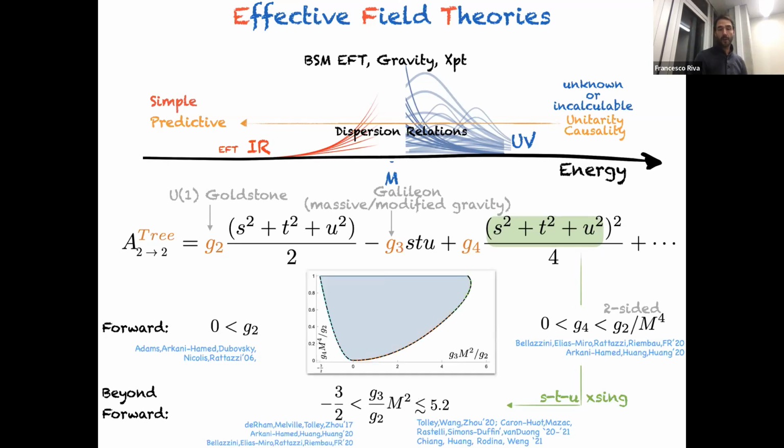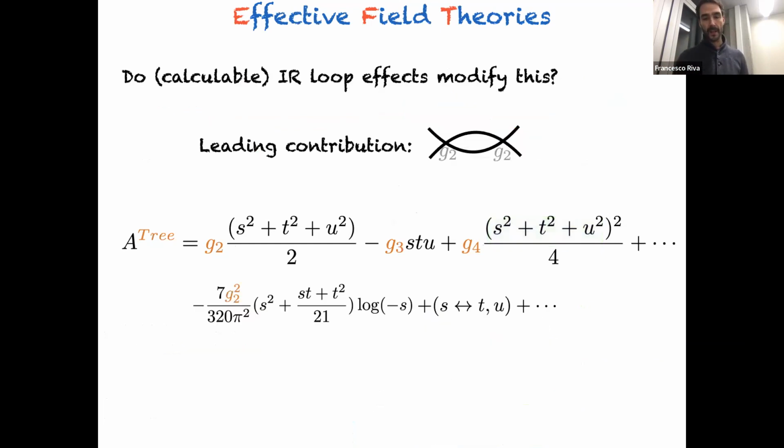Okay, so when we put all these bounds on just these three coefficients together, they nicely appear in this two-dimensional plane where G4 is the coefficient here, G3 is this one here, and G2 just sets the units, and they give us this sharp island of positivity bounds. So the question that I will address in this talk is whether calculable infrared loops modify this island.